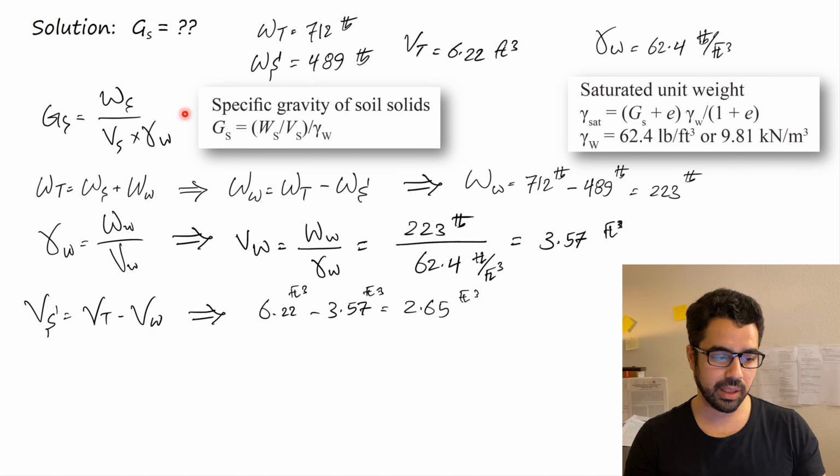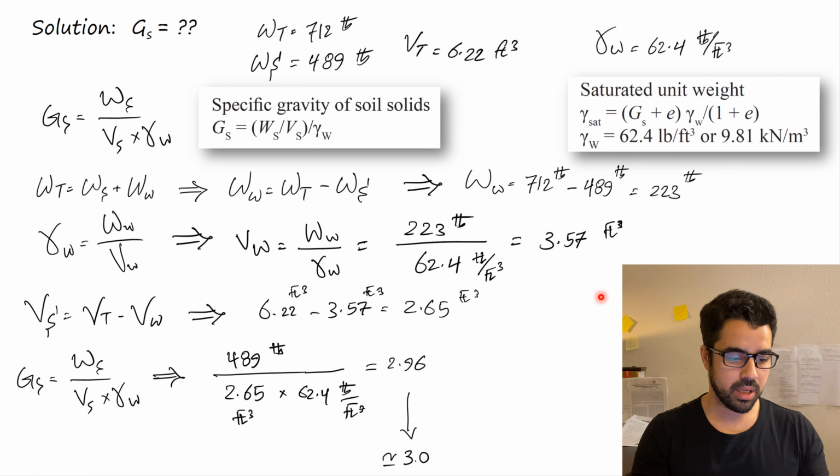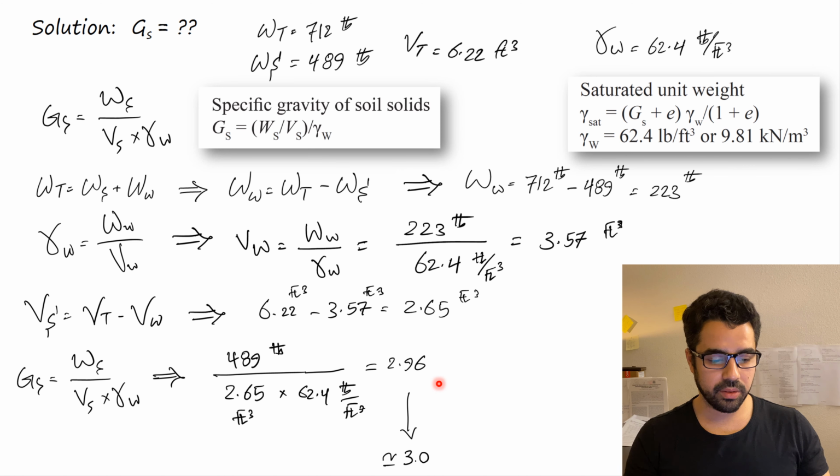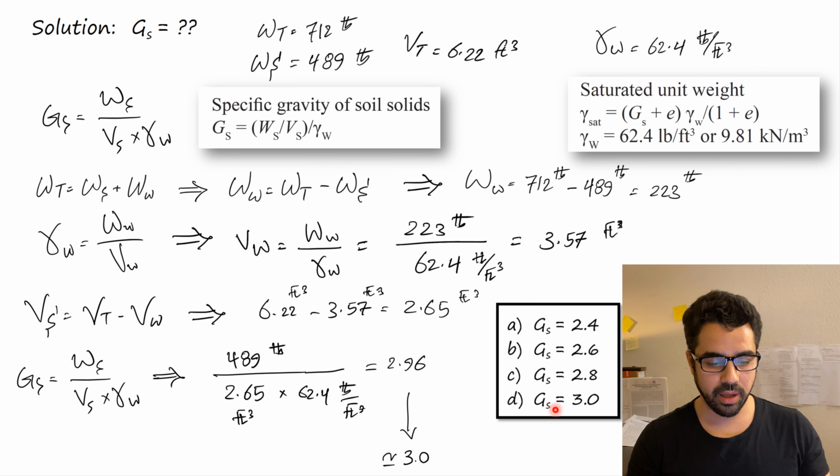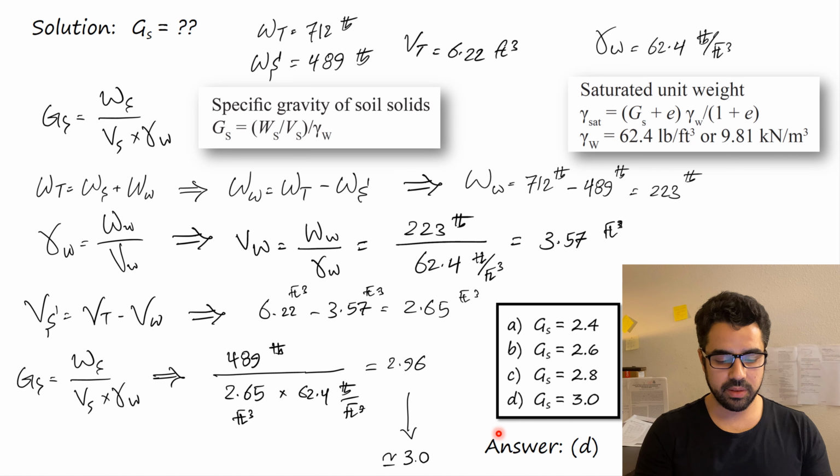Now, everything in the equation is known. The weight of solids is 489. The volume of solids we just found, 2.65, and gamma water is already given. So we just plug in the numbers and we get 2.96. We go back to the options, the closest is 3. So the answer is D.